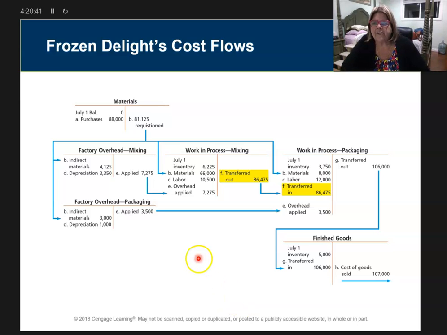Okay, I know it's an eye chart. These are all T accounts. I love T accounts because they're very distinct. I can always keep track of what's going on with them. Okay, this is my materials, my WIP. I have one for each department, and my finished goods. These are all inventory accounts right here.